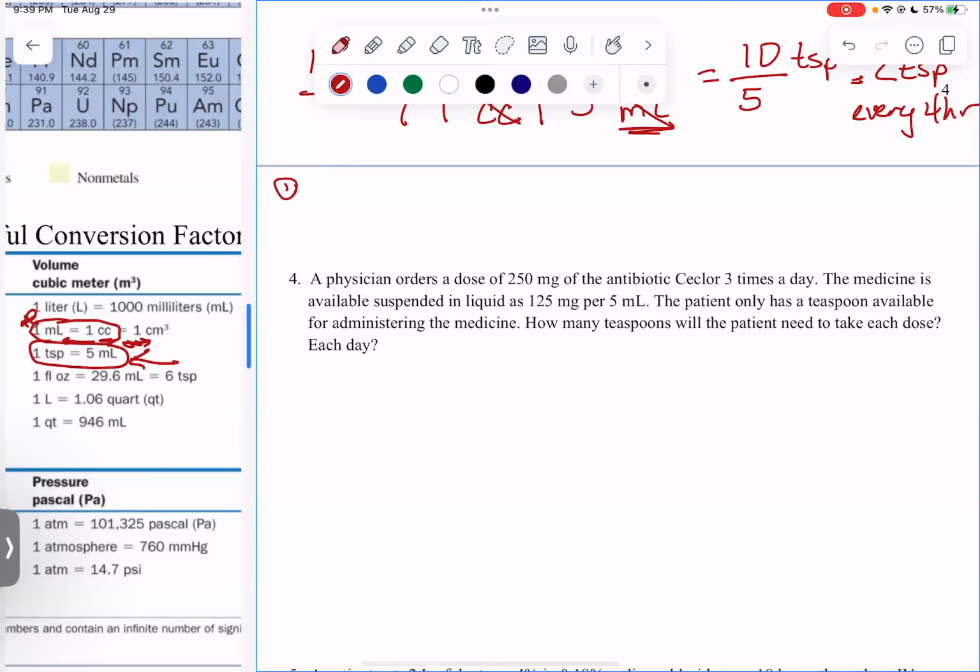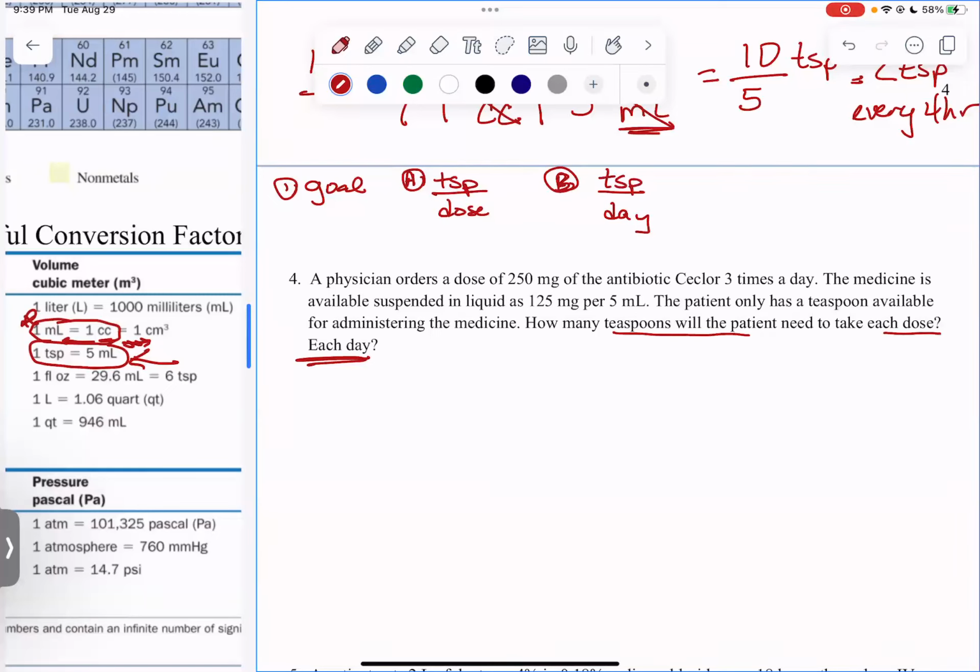So step number 1 is to find your goal. What's my goal? I actually have 2 goals this time. So my first goal is I want to know how many teaspoons per dose. So teaspoons per dose. Then the second goal that I have, and I guess I should do this like A and B, so we don't have all those numbers. And then the second one is each day, but each day what? I want to say how many teaspoons will the patient need to take each day? So this is again teaspoons. So here I know my goals.